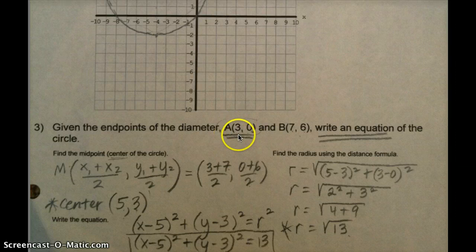So we have the x's, 3 plus 7 here, and then 0 plus 6. So when we get 10 divided by 2, that's 5. And then we get 0 plus 6 is 6, over 2 is 3. So our center we know is (5, 3).